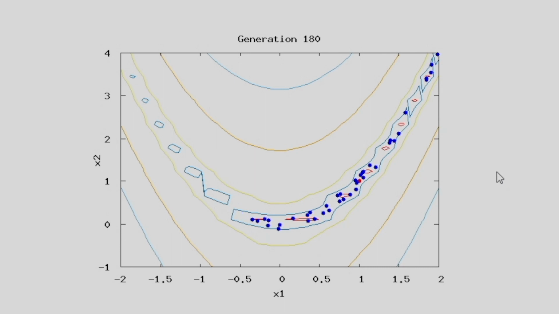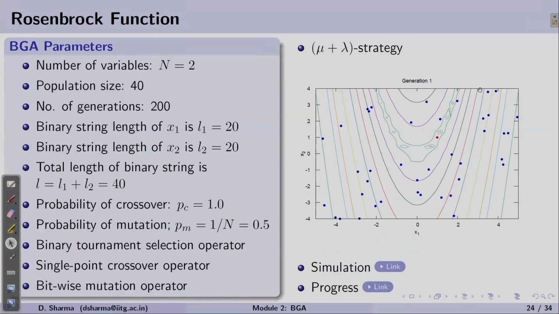Now slowly the other solutions are also moving from other directions. Now you have more solutions, so this red dot is surrounded by many solutions. So from this simulation, what we have identified is that since we are increasing the binary string length, meaning we are increasing the precision for x1 and x2, the solutions are going closer to the red dot, but still it has not reached the optimum solution.